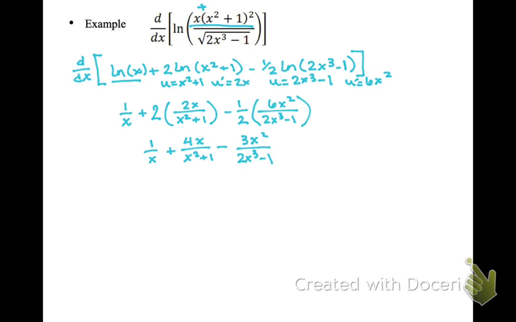Wait just a second. Why did that one become 3x squared? That's half of 6. But why didn't you do anything at the bottom then? How does multiplication work? You're reducing. This is 6x squared over 2 times 2x cubed minus 1.